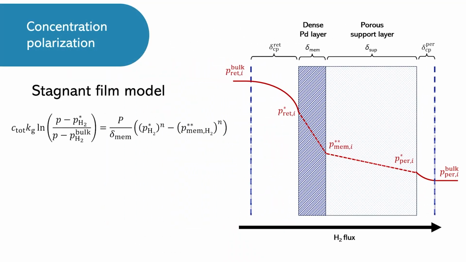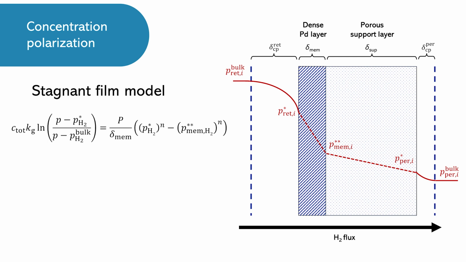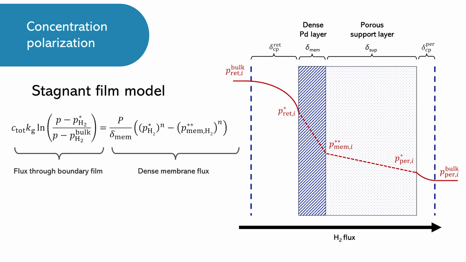One method to describe this phenomenon is to implement a stagnant film model. This model assumes that concentration polarization creates a hydrogen-depleted boundary film on top of the membrane surface. The flux through this boundary film is then equated to the dense membrane flux on the interface between the boundary film and membrane surface. The membrane flux is again described by the Richardson equation. A Sherwood correlation is then used to calculate the mass transfer coefficient as a function of the characteristic size of the system and the mass diffusivity of hydrogen.